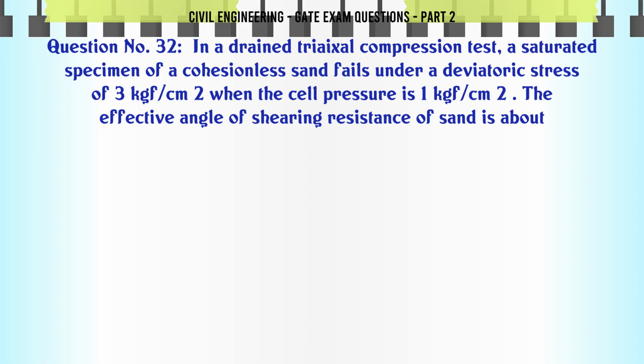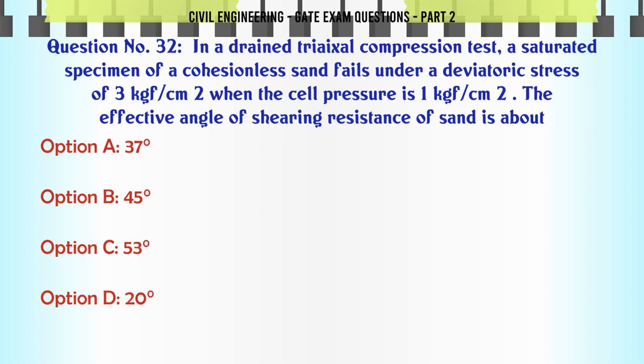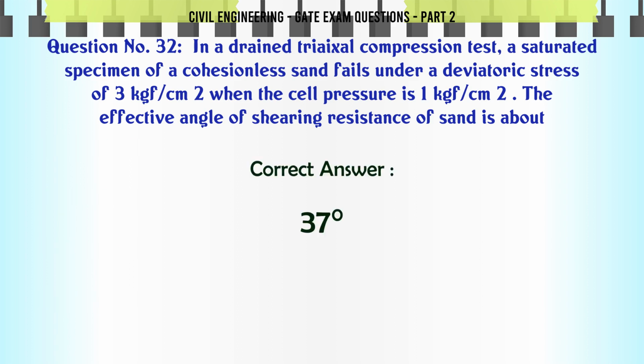In a drained triaxial compression test, a saturated specimen of a cohesionless sand fails under a deviatoric stress of 3 kgf/cm2 when the cell pressure is 1 kgf/cm2. The effective angle of shearing resistance of sand is about A. 37, B. 45, C. 53, D. 20. The correct answer is 37.